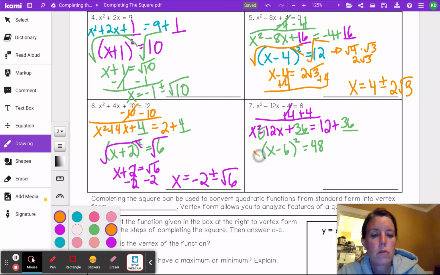So let's square root both sides. Hopefully you guys tried these on your own and you are going to get the correct answer.